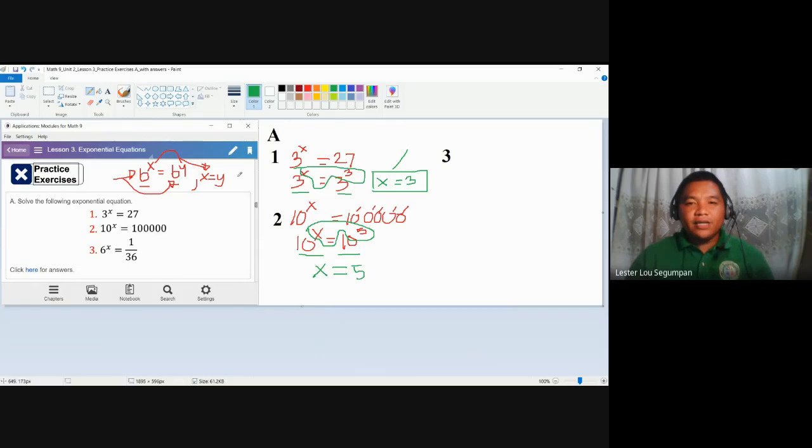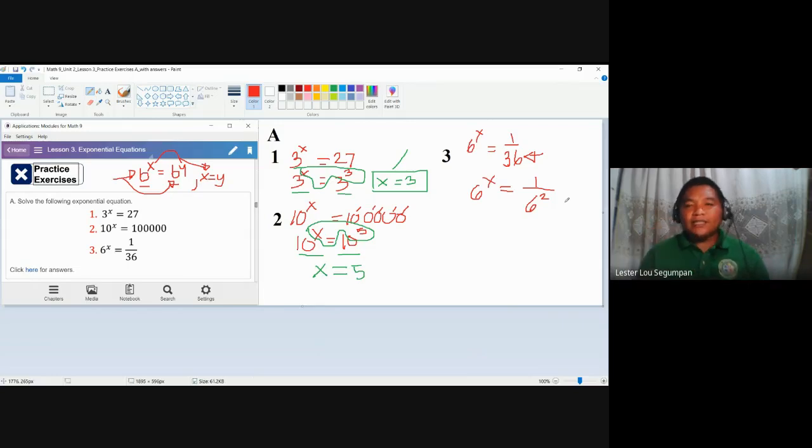As for number 3, so number 3 is 6 to the power of x equals 1 over 36. When you look at this problem, we cannot just simply say, oh, I can make 1 over 36 as base 6 immediately. Okay. It's already in a fraction form. Okay? So how do we make it as base 6? You can simply pick here the denominator as base 6 because this would become 6 to the power of x equals 1 over 6 squared because 36 is 6 squared.